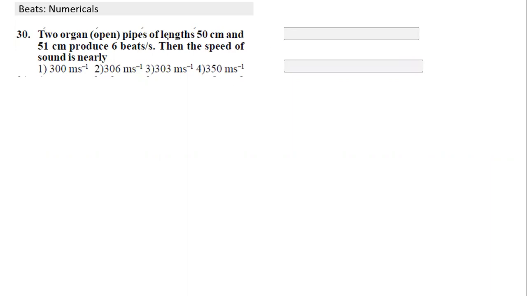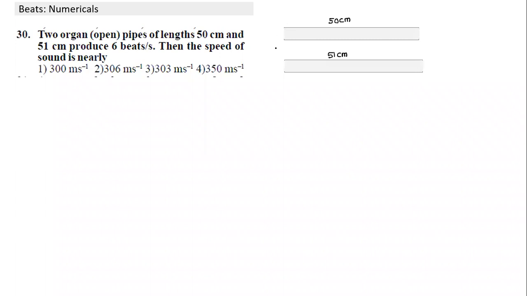So there are two organ pipes, and we notice here the one at the top is slightly longer. This is 50 centimeter, and the other one, drawn below, has a length of 51 centimeter. And again, what happens? We create sound like a flute. We blow some air, it starts vibrating. They start creating sound just like a flute.